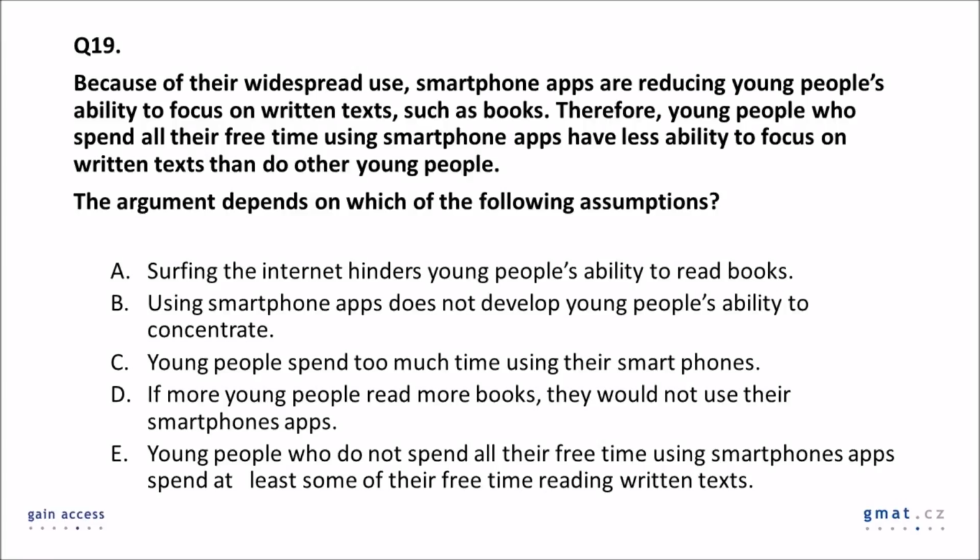Hello again. So we're moving on now to question 19, which is the second critical reasoning question on our free online assessment test for potential GMAT students. As you can see, there are 5 answer choices. They're all different, and this is what's called an assumption question.